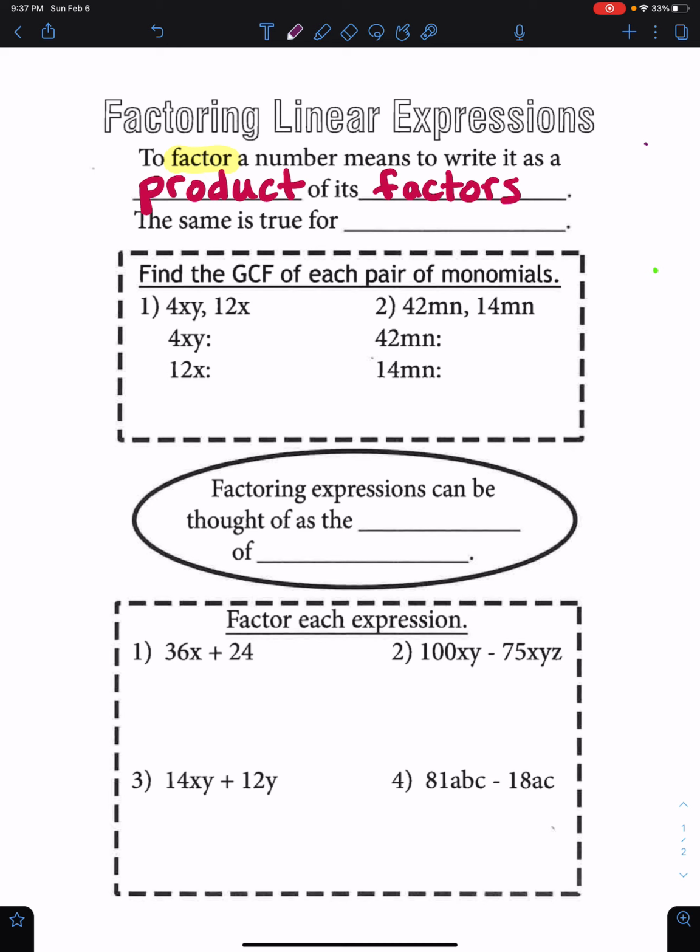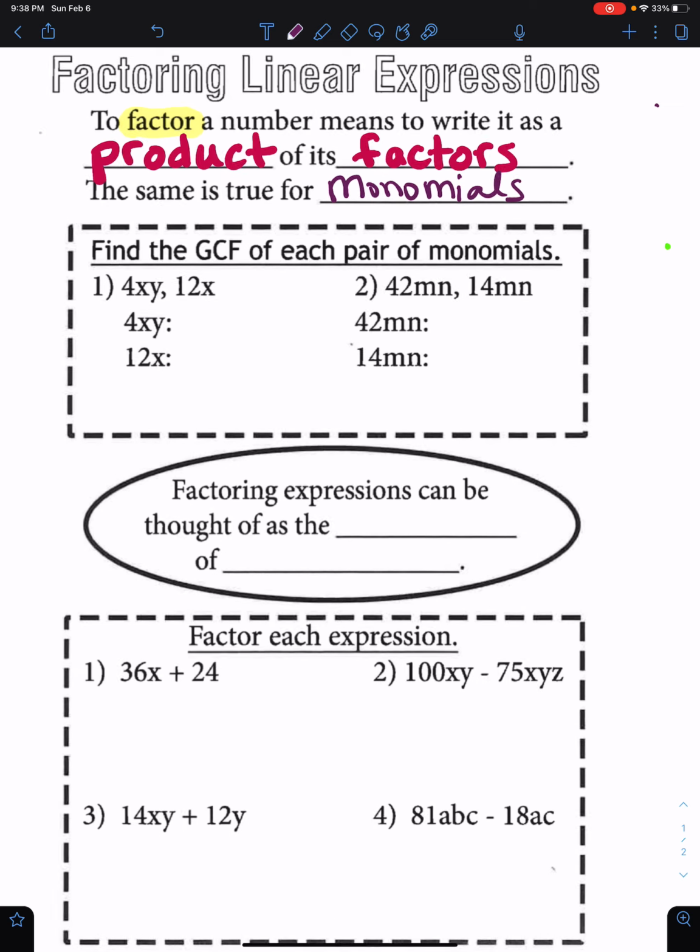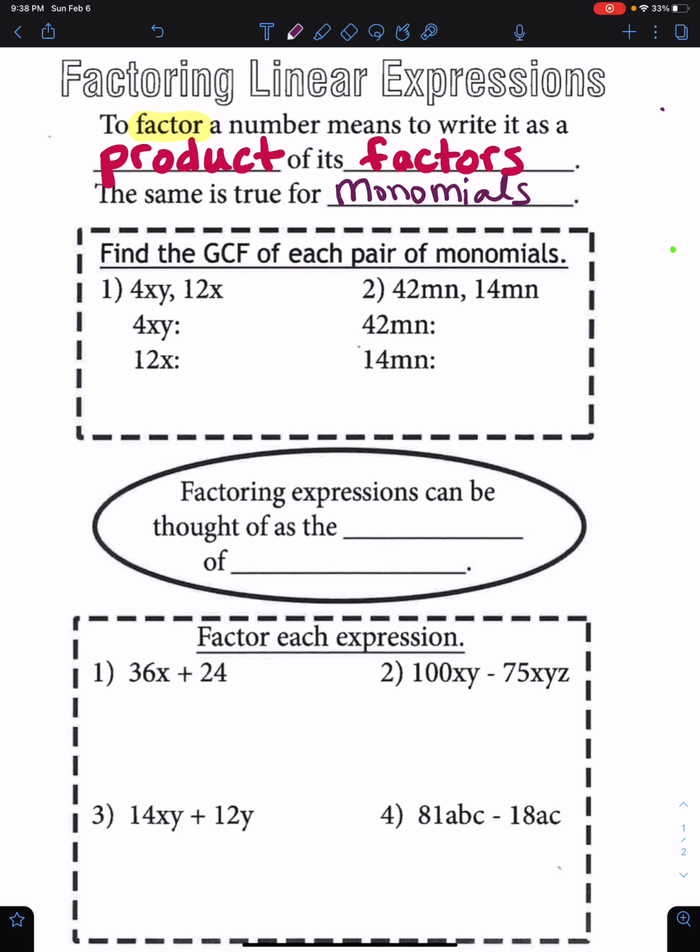All right, the same is true when you are talking about monomials. Monomials are like one term in an expression. Mono means one, and it just means that you have one term, not more than one that you're adding together. So let's talk about greatest common factor.